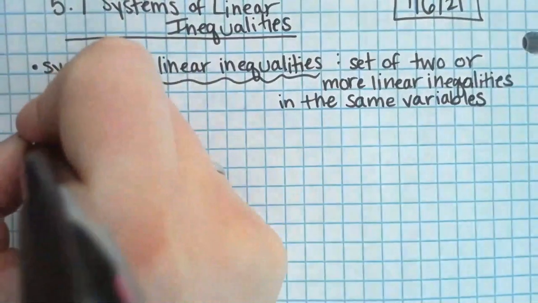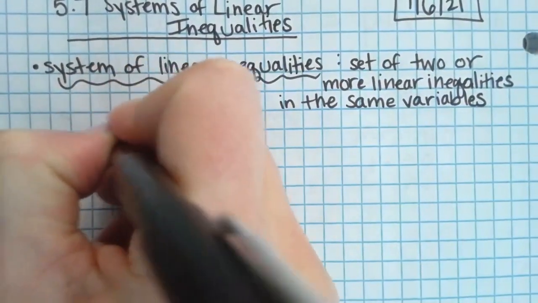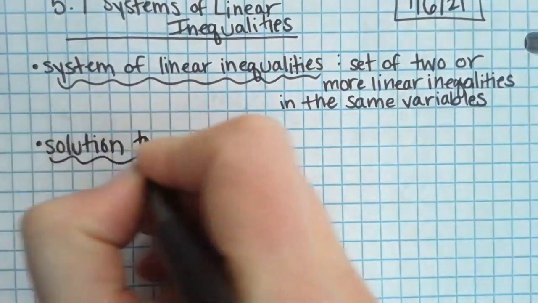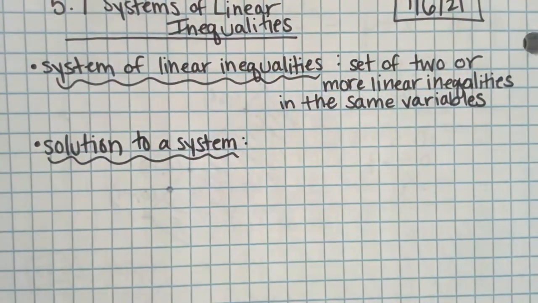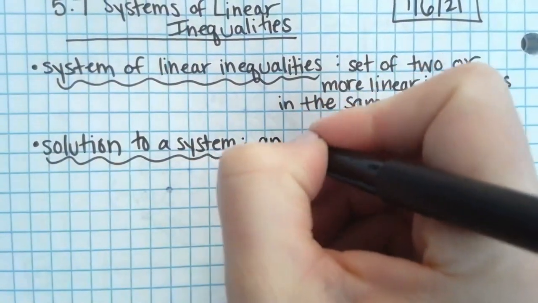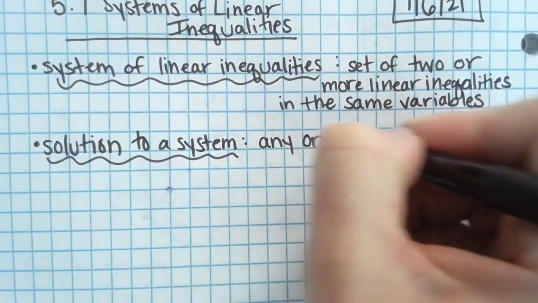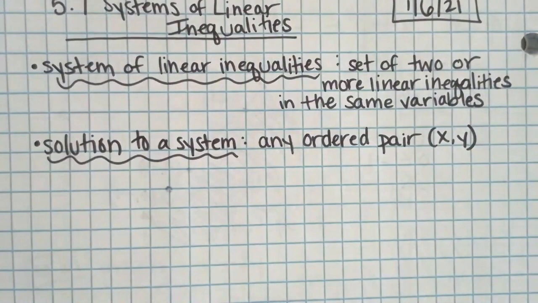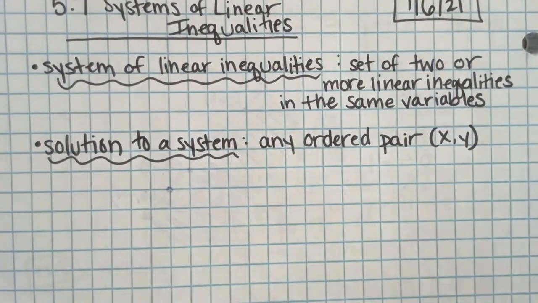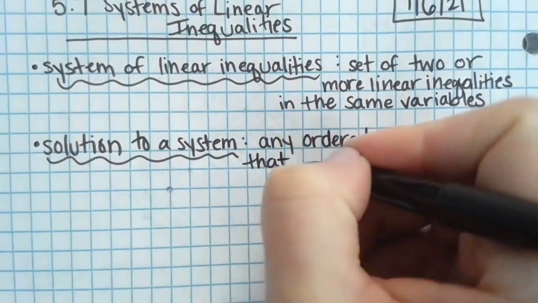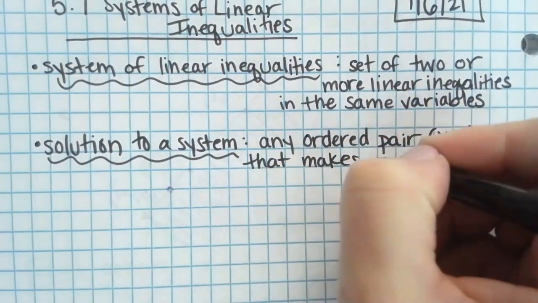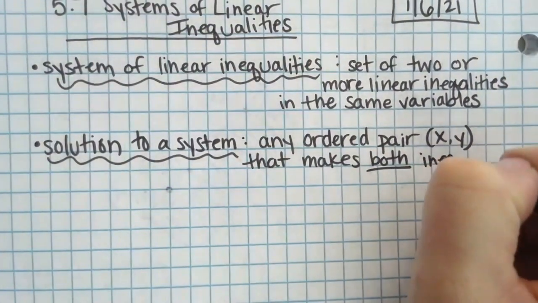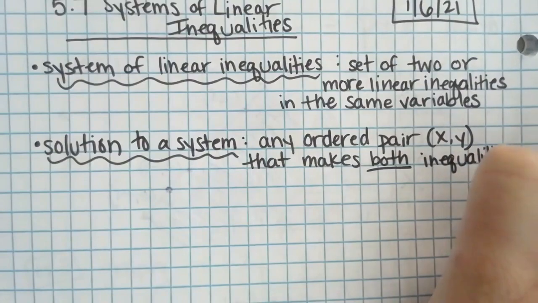So let's write that. The solution to a system is any ordered pair, which is, of course, x comma y, any ordered pair that makes both inequalities true.